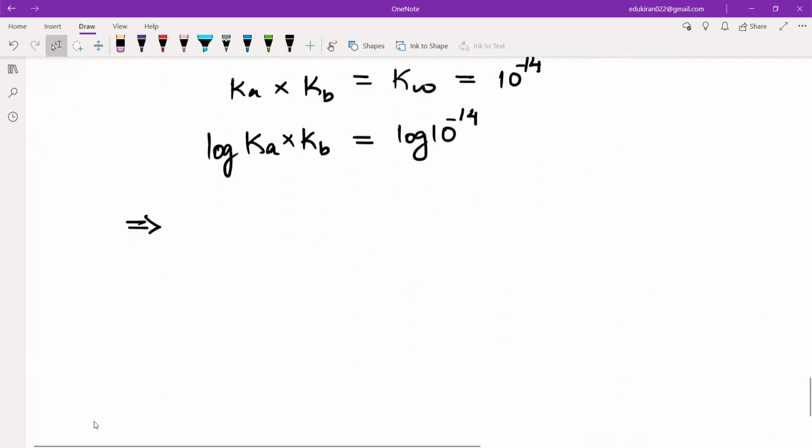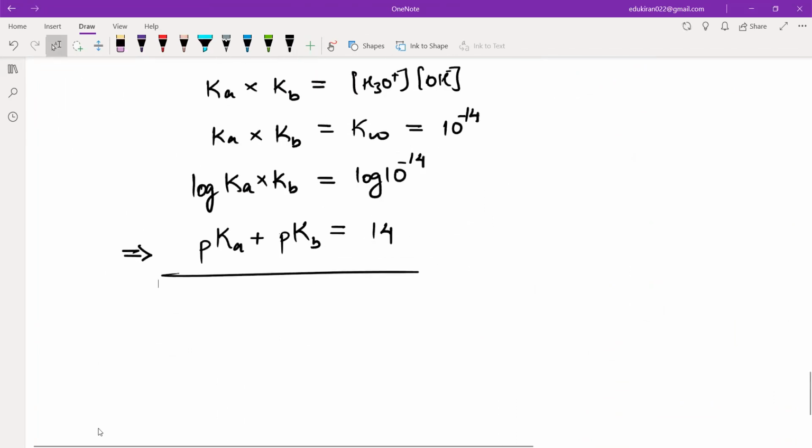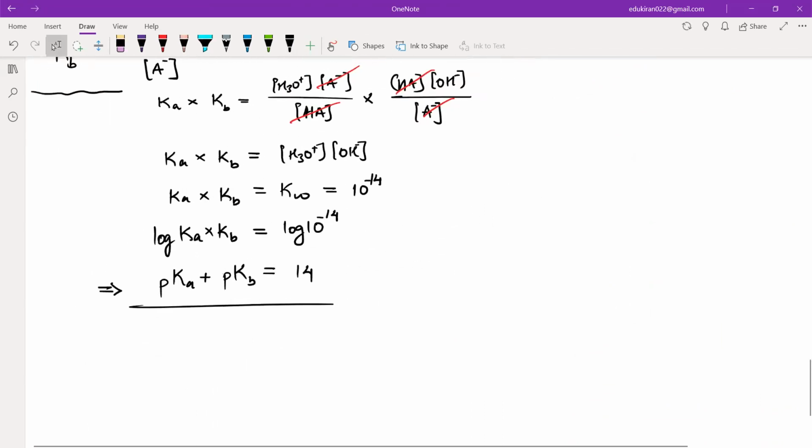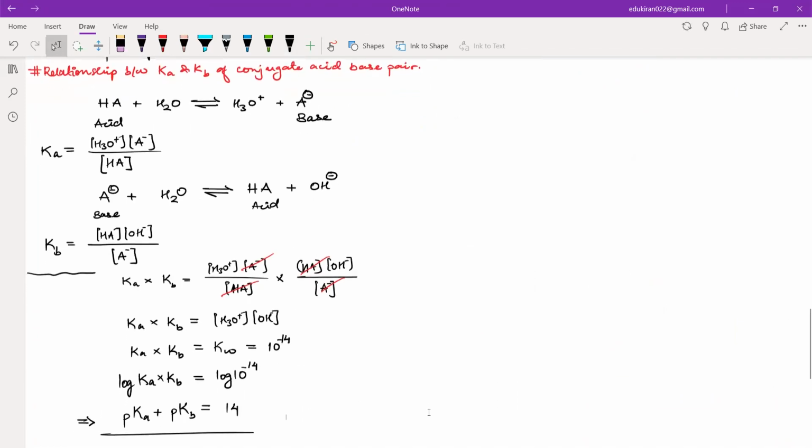And hence I can directly write pKa plus pKb of a conjugate acid-base pair is equal to 14. So this is the second relationship that you have to remember. These are simple relationships. Write this down. Let me know if you're done. This is important, the most important thing is that you don't forget this. This is only valid for a conjugate acid-base pair.